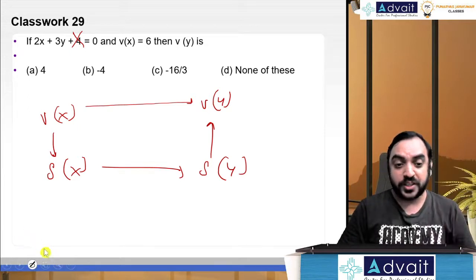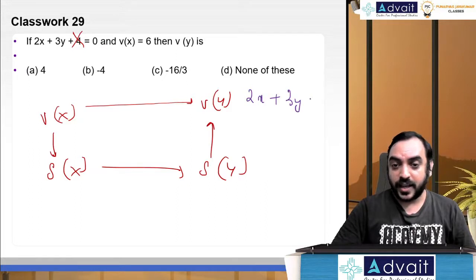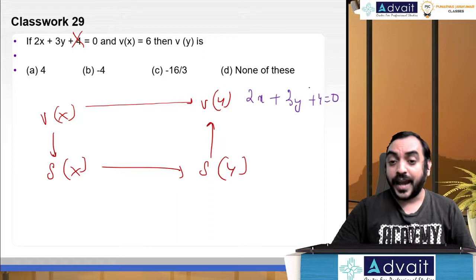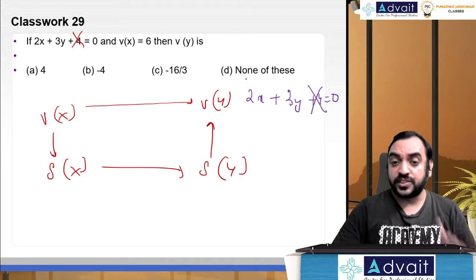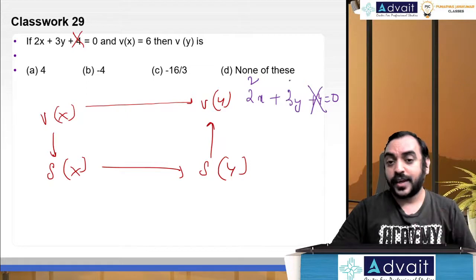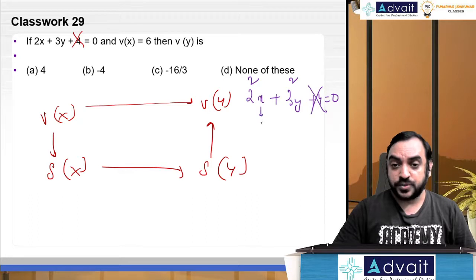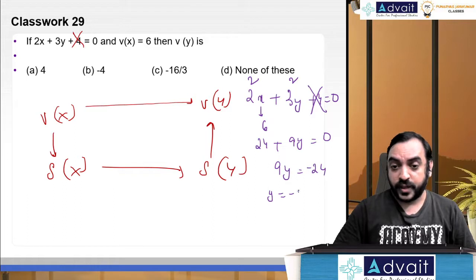So in this case, what are the coefficients? We have 2x plus 3y plus 4 equals 0, and the constant I will ignore. The coefficients, 2 I'll make it 2 squared and 3 I'll make it 3 squared. The coefficient should be squared, and for the variance of x you substitute 6. So 2 squared is 4, 4 into 6 is 24, and 9 times the variance of y equals 0. So 9y equals 24, or y equals minus 24 divided by 9.